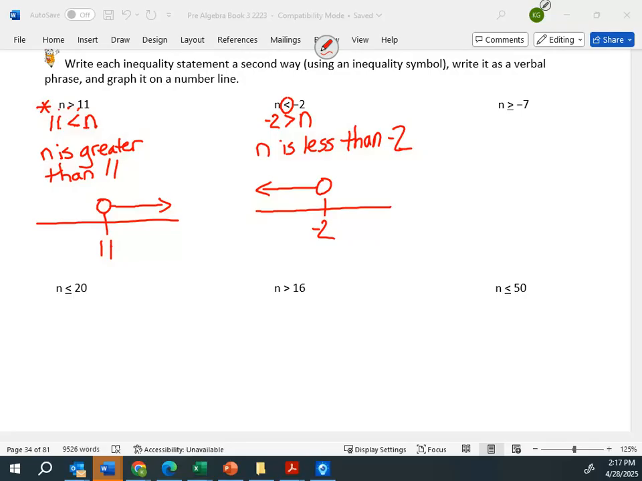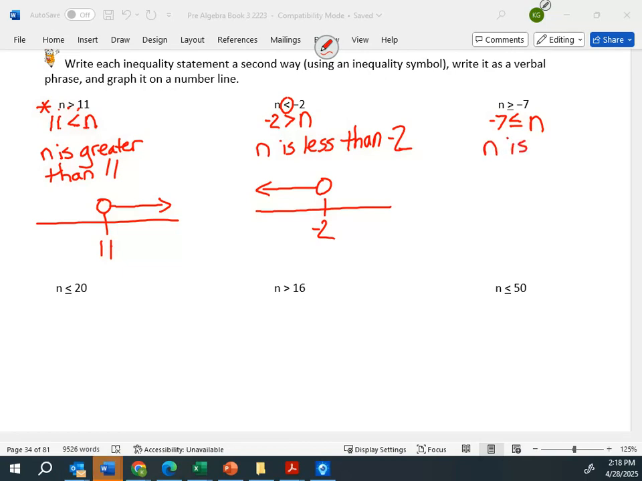The last one in this row. I need to flip it, writing it a second way. So if I put -7 first, I have to flip it from greater than or equal to, to less than or equal to, and my n goes on this right-hand side. Writing it with a verbal phrase.